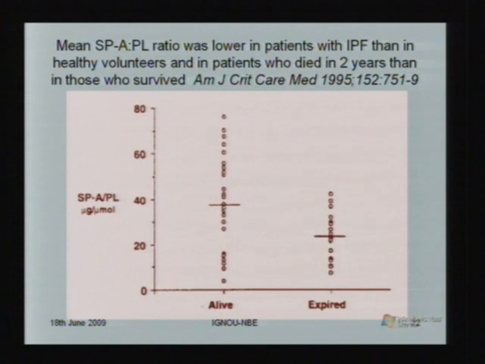Now, this is the relationship between the ratio of surfactant protein A to phospholipids. The mean ratio of surfactant protein A to phospholipids was lower in one study in patients with IPF than in healthy volunteers, and in patients who died within 2 years than in those who survived. On the left panel, you find the higher ratio present in those who survived, and on the right, you find the ratio being lower in patients with IPF who expired.